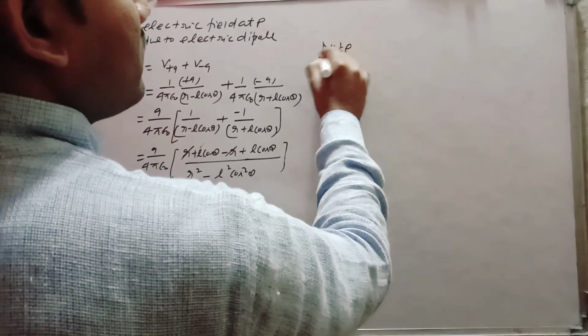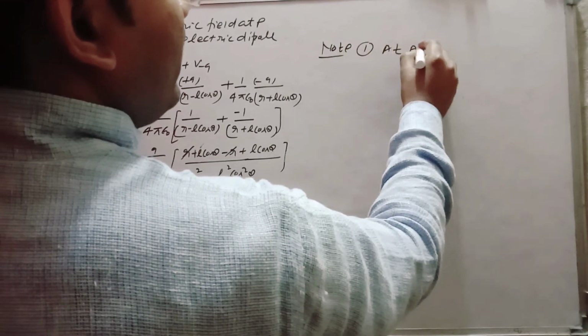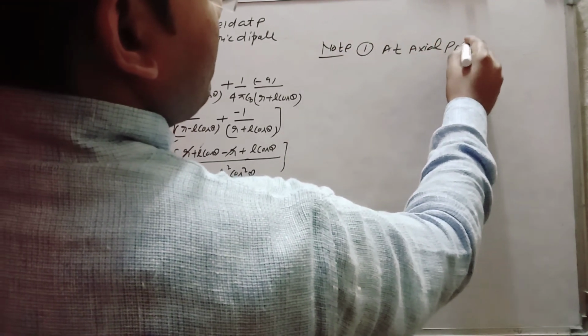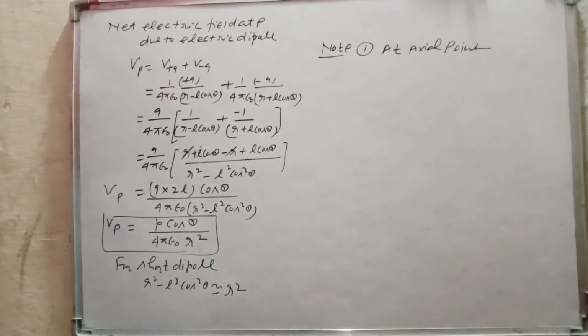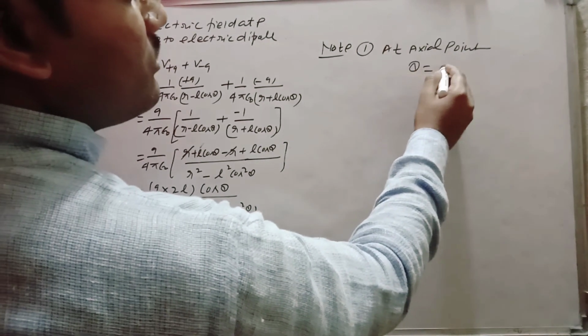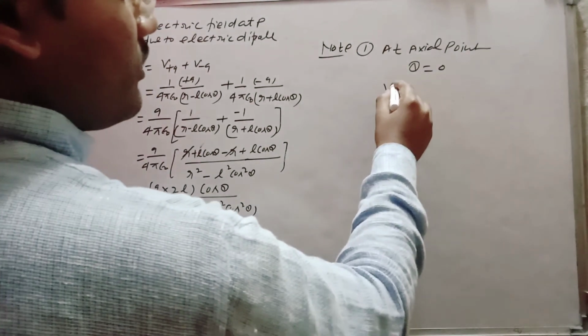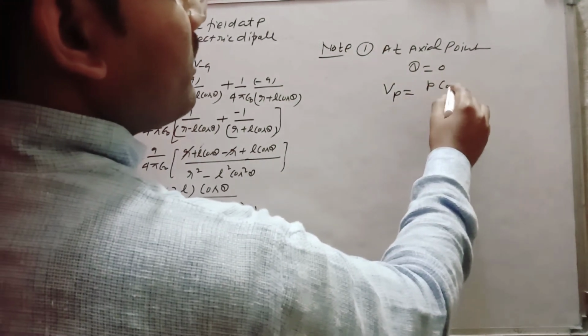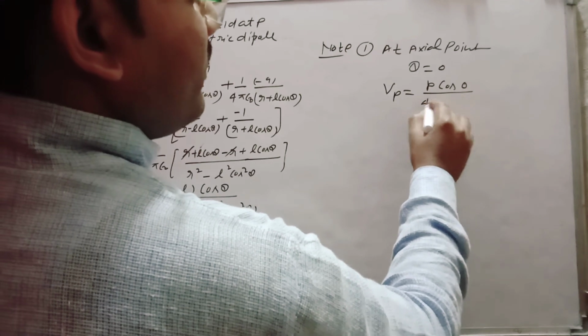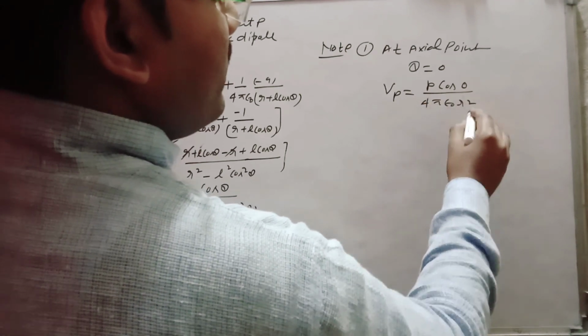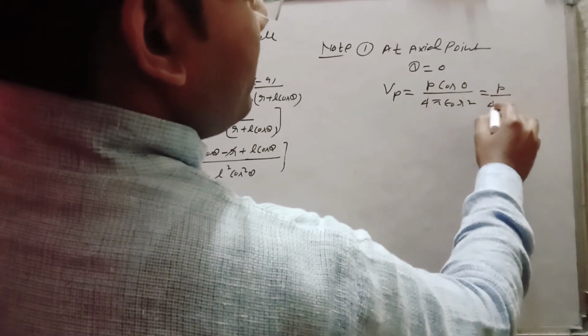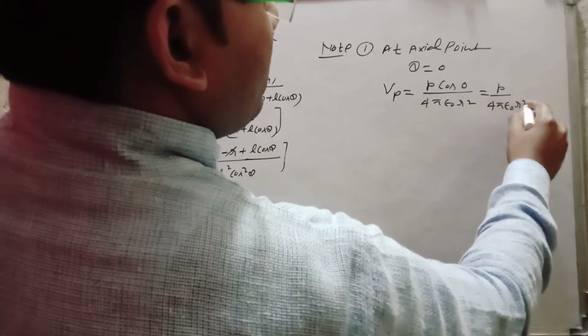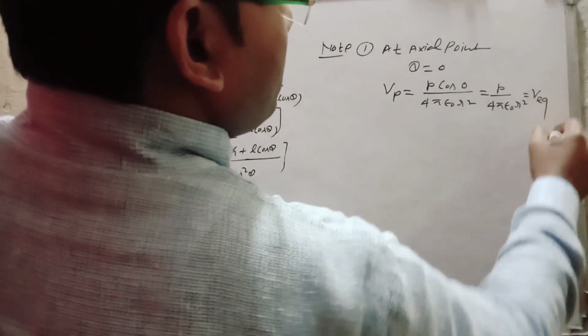Note first, at the axial point theta is equal to 0. Now Vp is equal to P cos 0 divided by 4 pi epsilon naught R square. That means P divided by 4 pi epsilon naught R square. That means V axial.